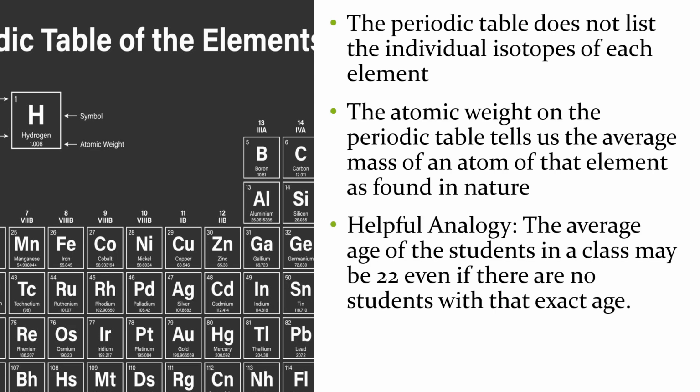So one analogy might be that the average age of the students in a class may be 22, even if there are no students with that exact age. Same thing on the periodic table. The atomic weight is the average of the mass of all atoms found in nature of that element, but none of them may weigh, say in carbon, exactly 12.011 as shown on the periodic table.